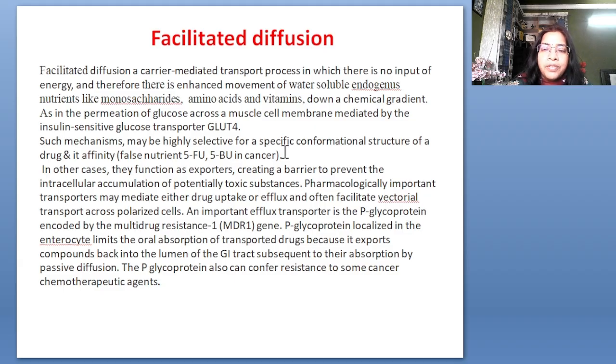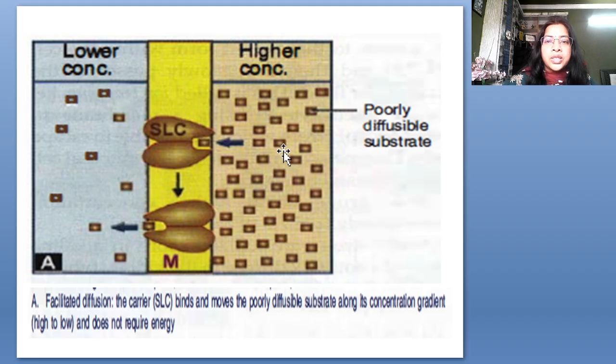An important efflux transporter is P-glycoprotein, which is encoded by the multi-drug resistance 1 (MDR1) gene. P-glycoprotein localized in the enterocyte limits the oral absorption of transported drugs because it exports compounds back into the lumen of the GIT subsequent to their absorption by passive diffusion. P-glycoprotein can also confer resistance to some cancer chemotherapeutic agents.